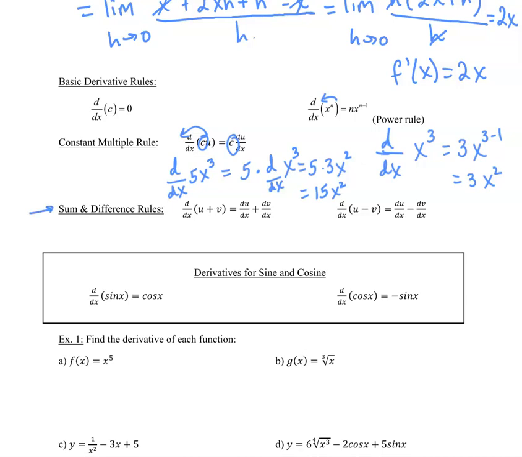Lastly, we have these sum and difference rules that say if you are adding or subtracting multiple terms and taking the derivative, you just take them term by term. You just go down the line. So the derivative of u plus v would be du dx plus dv dx. Same thing if you're subtracting.